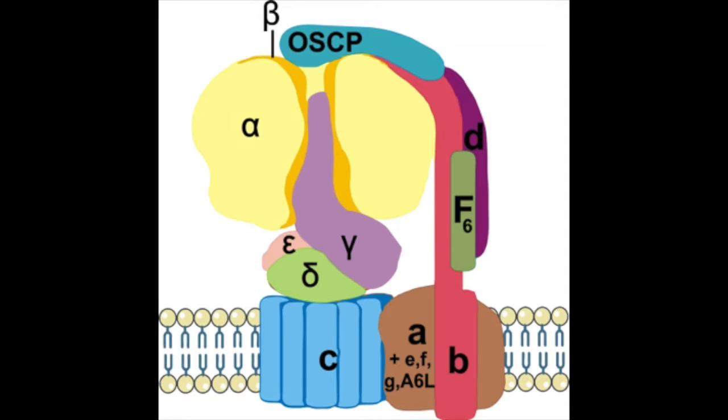For the F0 subcomplex, this is the site where protons enter the matrix from the inner membrane space, and that generates rotation. The F0 subcomplex is composed of three parts: the peripheral stalk that stabilizes the F1 head, the F0 stator, and the C ring.